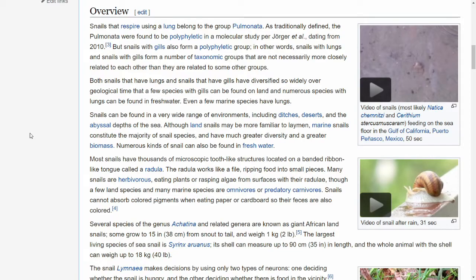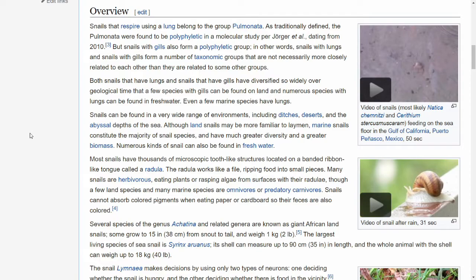You know, I was expecting something more like forests or lush jungles, but no, just ditches, dude. Anyways, they can be found in ditches, deserts, and the abyssal depths of the sea. Oh my gosh, who wrote this? It sounds like a Sultan's Sanctuary line. The abyssal depths of the sea.